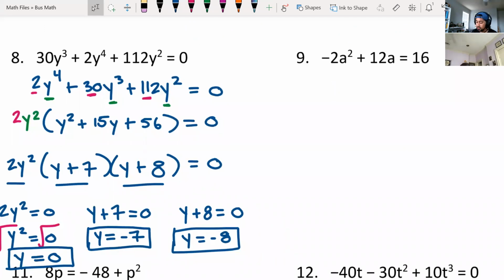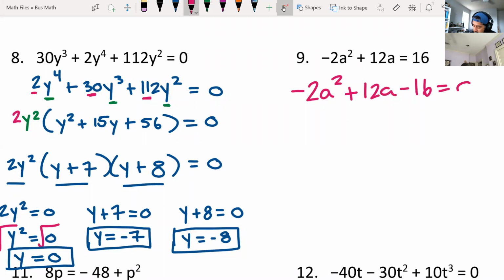-2a squared plus 12a equal to 16. So once again, I want to put this in proper form, which means I need 0 on one side. So we're going to take this 16 and subtract it to the left. So we should have -2a squared plus 12a minus 16 equal to 0. So we just move that 16 over.